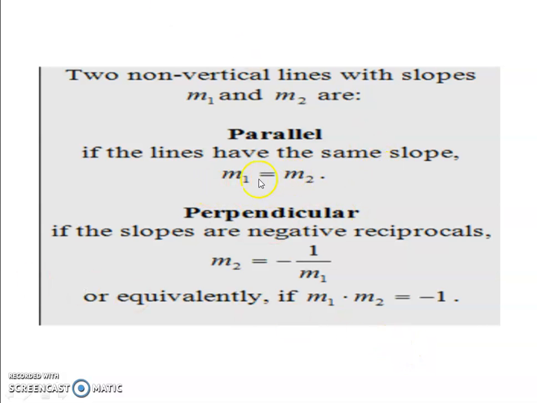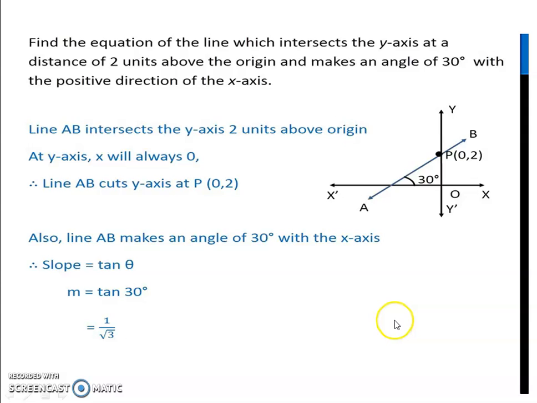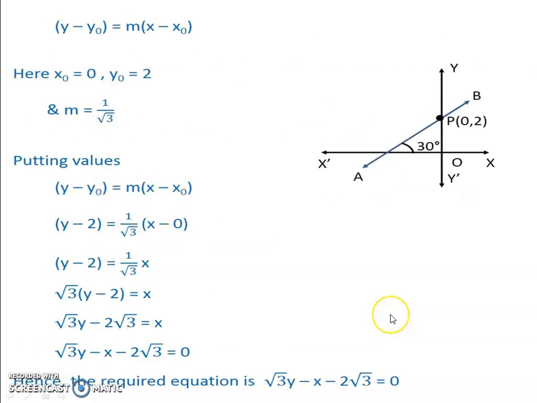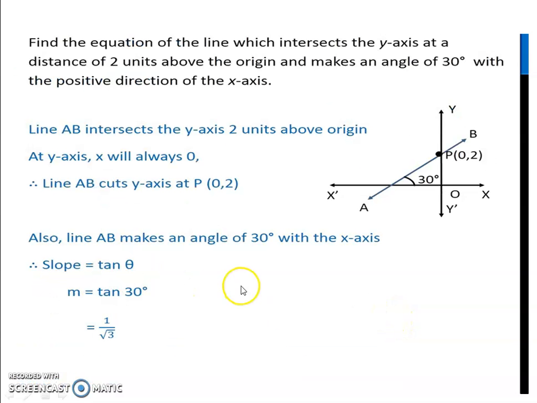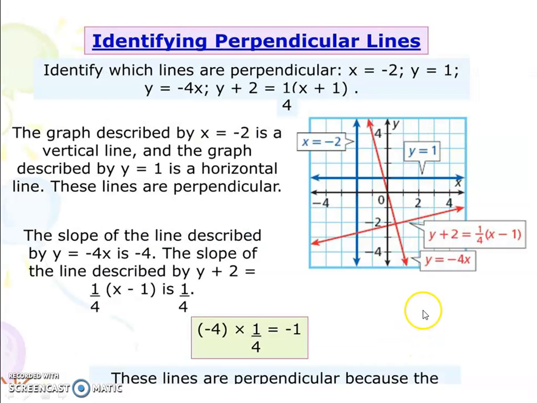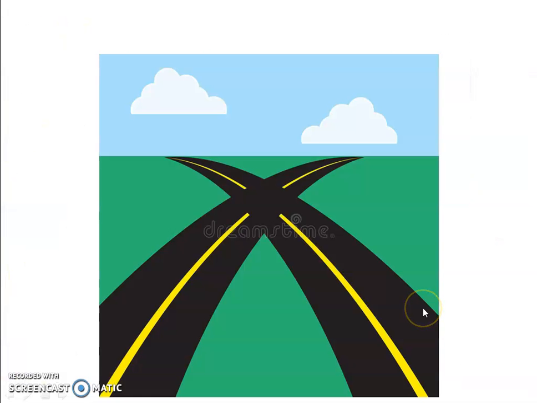If two lines are parallel, their slopes are m1 equal to m2. If two lines are perpendicular, their slopes are negative reciprocals: m2 is equal to minus 1 upon m1, m1 into m2 is equal to minus 1. In today's lecture, we mostly focus on all these topics. We cover all the examples based on these. And in this example, we also use m is equal to tan 30. So tan 30 is 1 upon root 3. So our lecture is over.